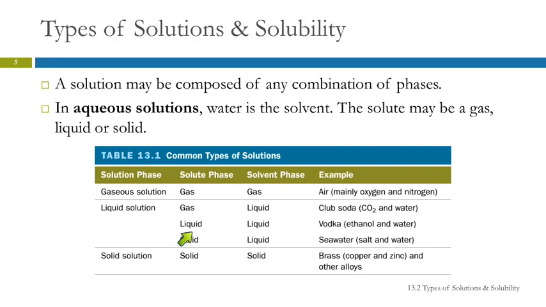So the solute is a gas. We can have liquids mixed together. Most alcoholic drinks are liquid-liquid solutions. The alcohol in those solutions, the ethanol, is the solute, and water is the solvent. And those are both liquids, and they mix together and form a homogeneous mixture.